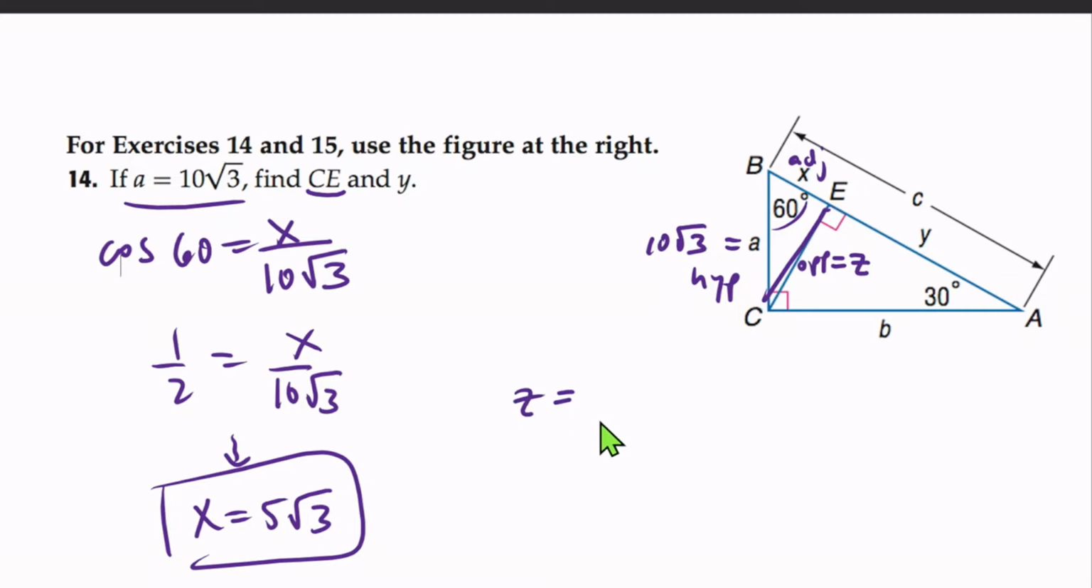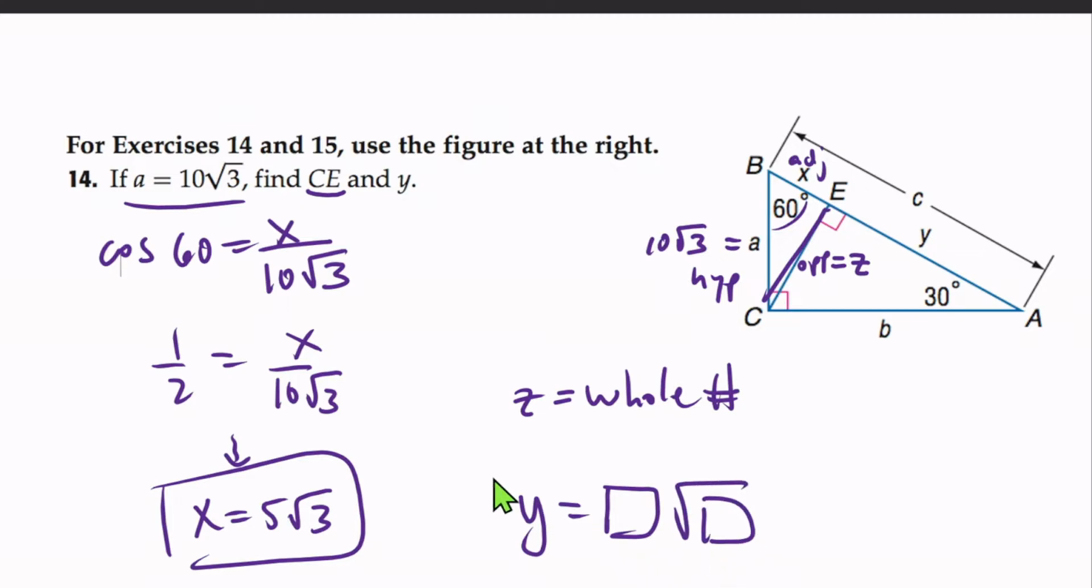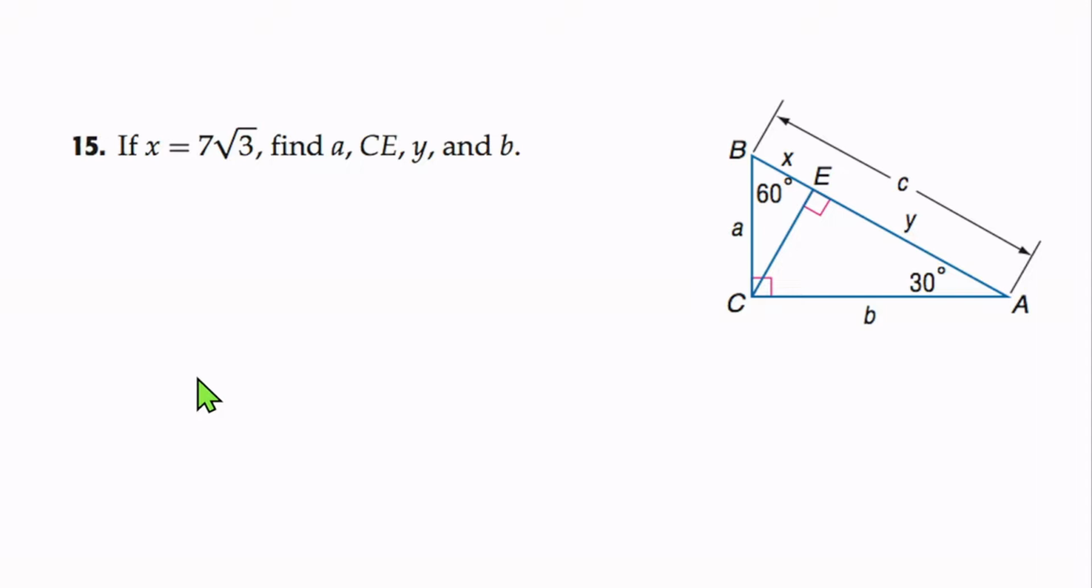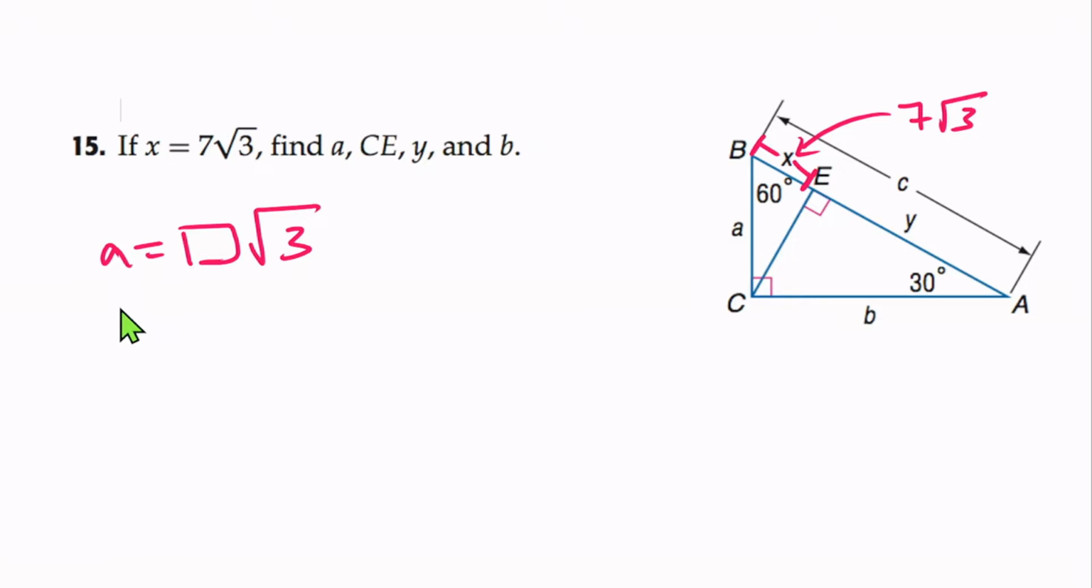That intermediate piece Z will be a whole number actually, and then Y will have the format of a number times a square root. Please make sure you're showing your work. I like this problem. It's the same diagram, but now they're giving you something different. Now they're saying x is 7 square root 3, and they want you to find all these things. So this is 7, right here, of course, x. That's better. All right, what will we do? Well, find a. A will equal a number times the square root of 3. Show your work.